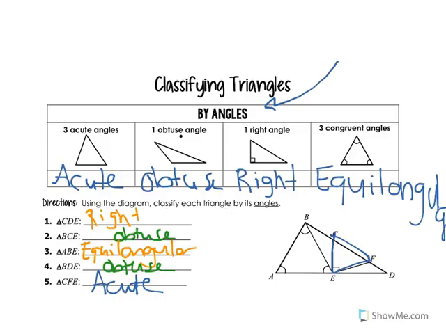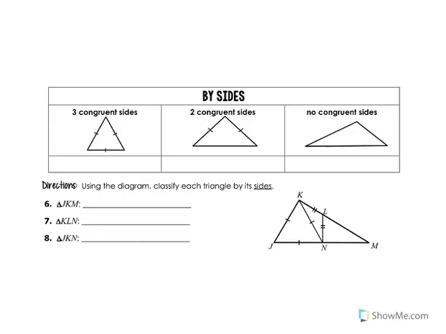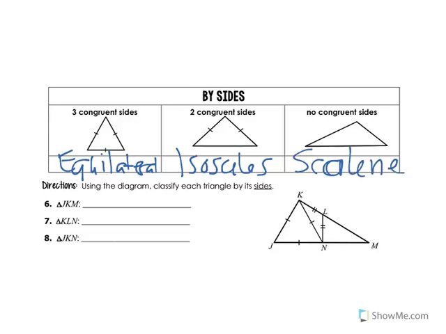The next way that we can classify triangles is by their sides, and this has 3 ways. So if there's 3 congruent sides, we call that equilateral. If there's 2 congruent sides, we call that isosceles. And no congruent sides, we call that scalene. So we're going to look at this picture and classify those triangles by their sides.